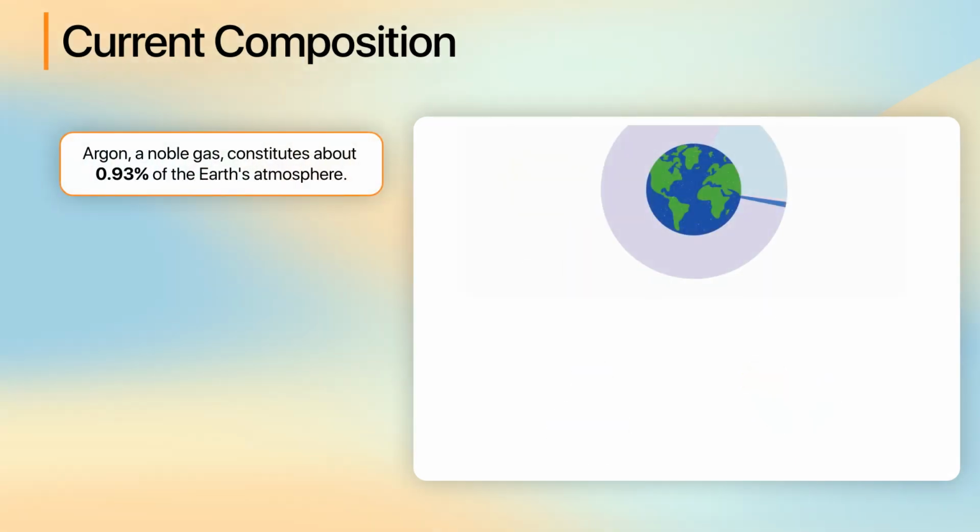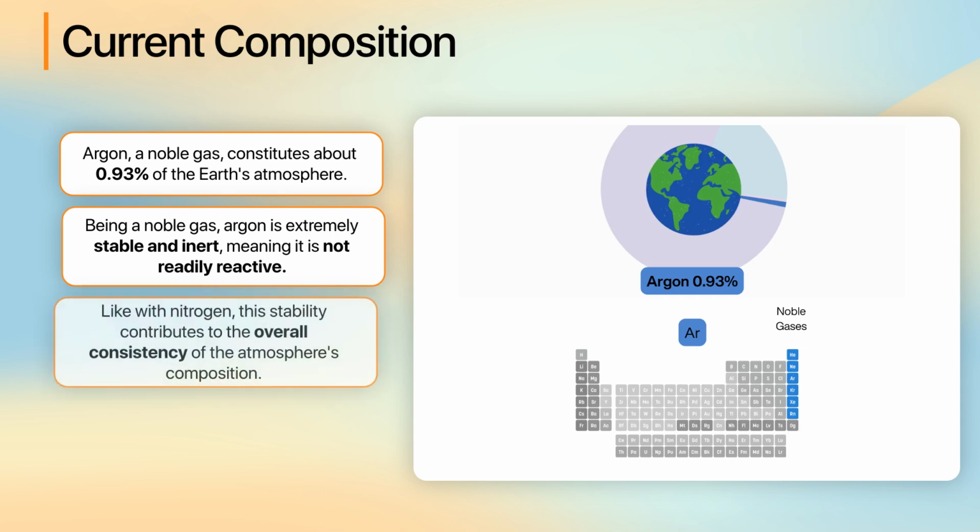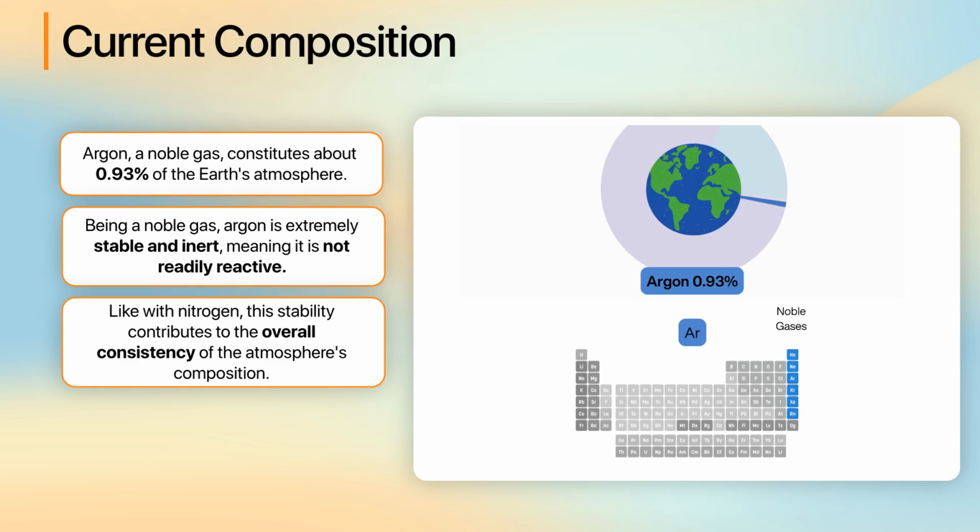Argon, a noble gas, constitutes about 0.93% of the Earth's atmosphere. Being a noble gas, argon is extremely stable and inert, meaning it does not readily react with other elements or compounds. Like with nitrogen, this stability contributes to the overall consistency of the atmosphere's composition.